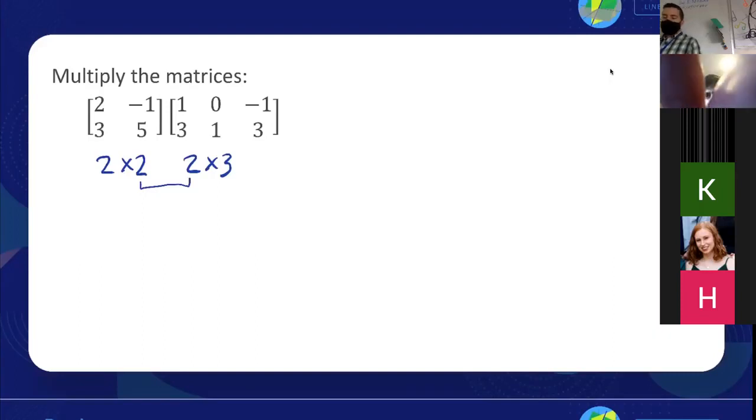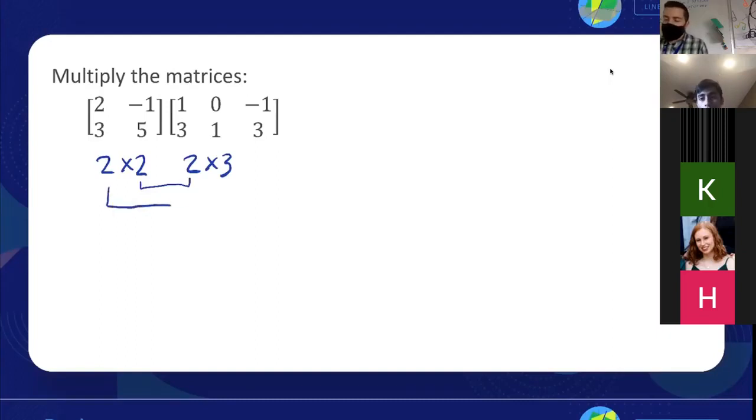Several of the problems on the problem set don't match. You can't do it. So that literally would be your answer. You can't do the multiplication. So double check that before you do anything. You don't have to write it down 2 by 2, 2 by 3. Just make sure the inner dimensions match.